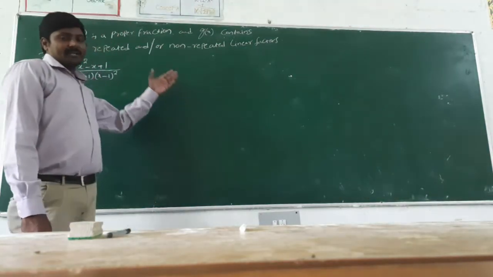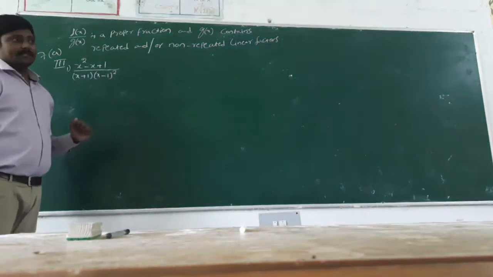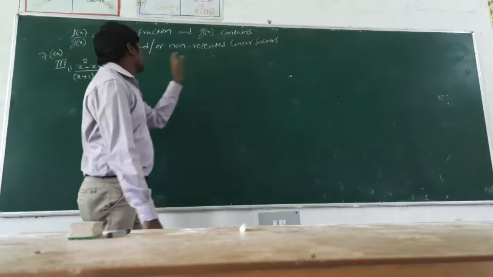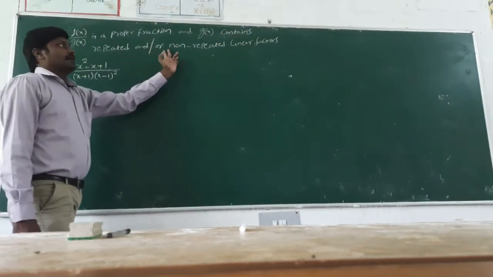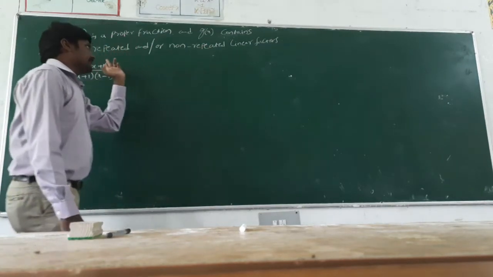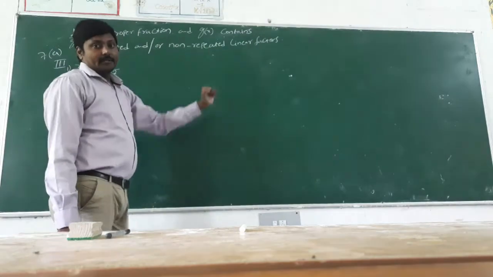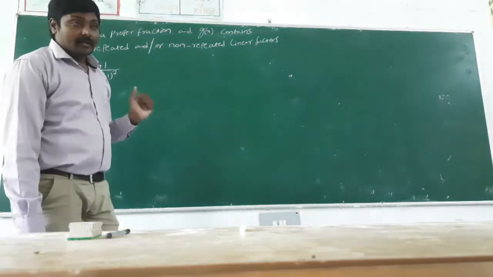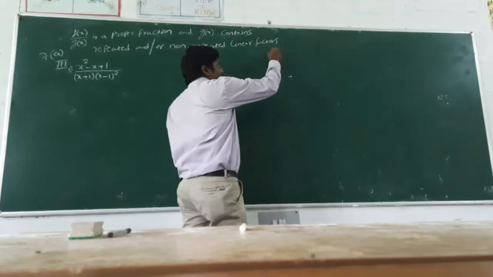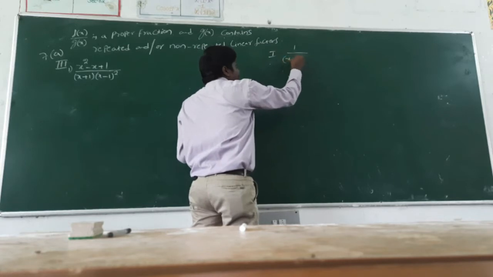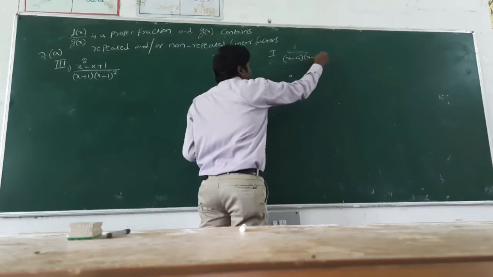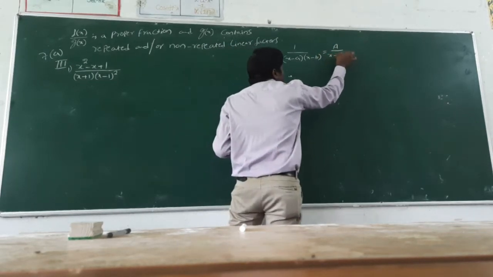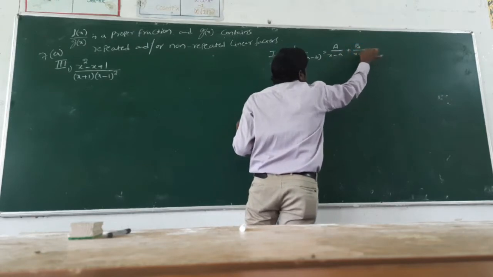Today we discuss partial fractions, the second type of partial fractions. f(x) by g(x) is a proper fraction, and g(x) contains repeated and/or non-repeated linear factors. In the first method, we discussed that g(x) contains only non-repeated linear factors. We take A by x minus a plus B by x minus b.